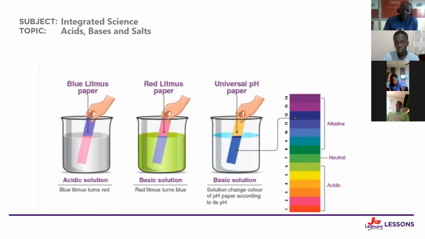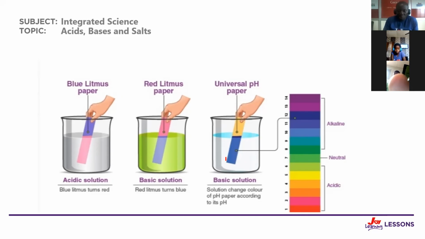So when you dip a universal pH paper into a solution of a salt, it changes to blue. But not just blue. This one tells you that so far as it is blue, the solution is basic. But to what extent is this solution basic? So you match the color you have now on the paper to the color on the color chart.